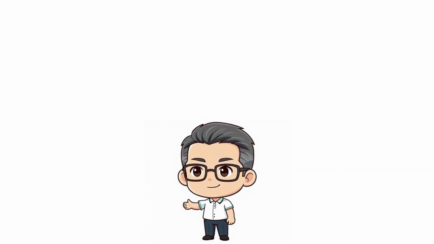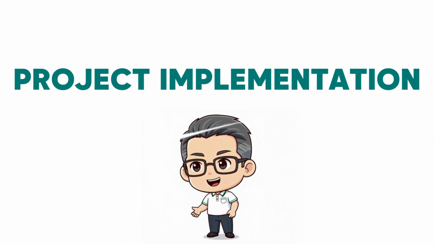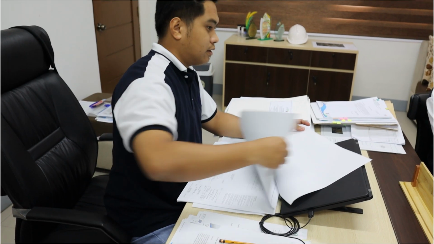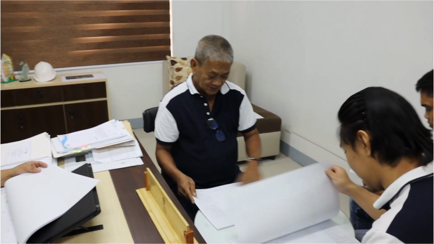This video presents the actual process of our project implementation. It outlines the key stages, from initial planning and resource allocation to execution and final evaluation, highlighting how each step contributed to achieving the project's objectives.